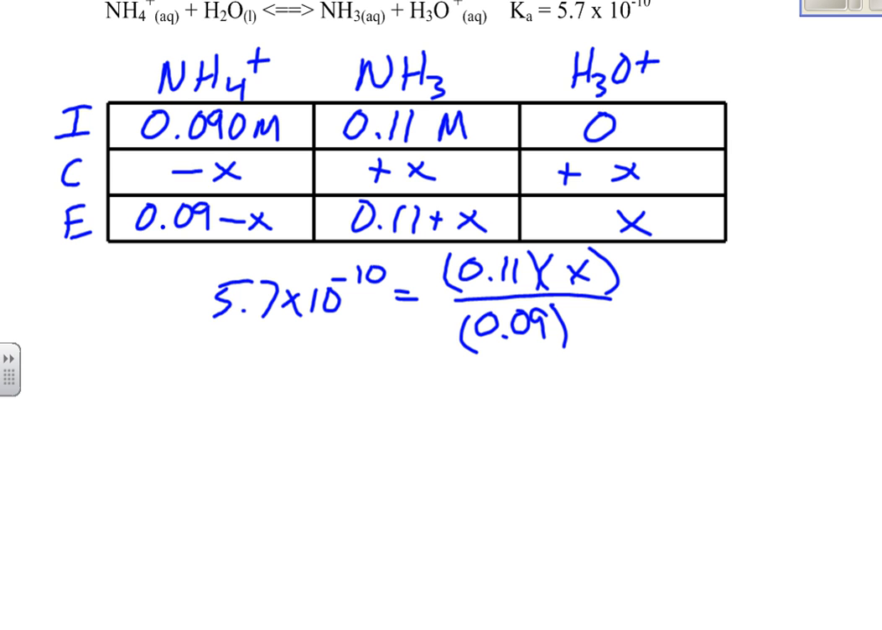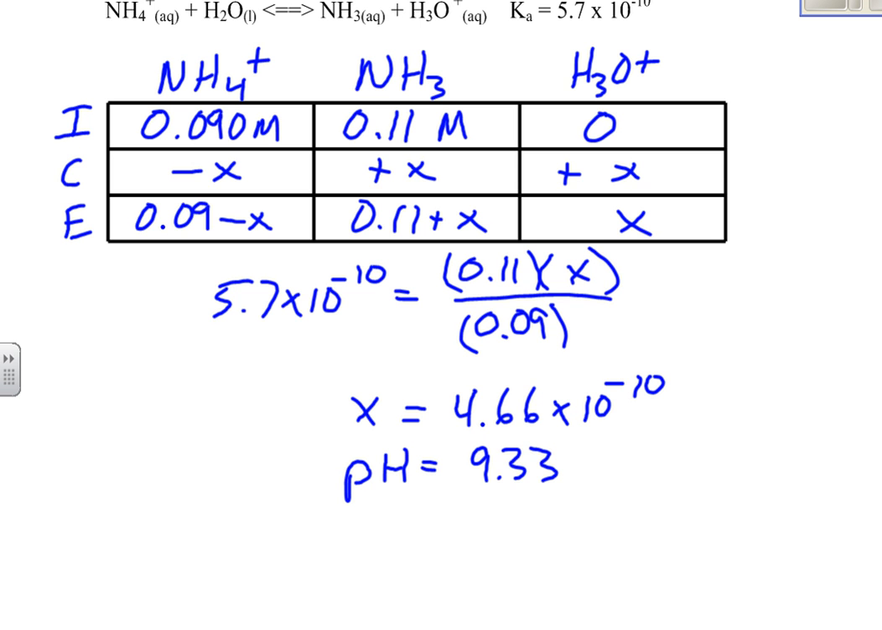And we're not going to work out to where it's going to be exactly the same. It did change some, but you'll see that in this case the x ends up being equal to 4.66 times 10 to the minus 10th, which then gives us a pH value of 9.33. And remember, the pH of the buffer, the original solution, was 9.24. So we managed to keep that pH from changing too drastically from the addition of this base.